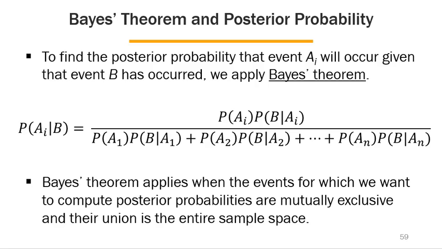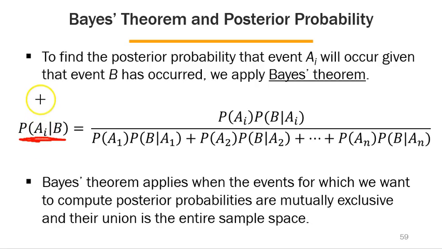Bayes' theorem. Sometimes this is referred to as a situation where we're looking for a posterior probability. But sometimes we might think of it as a conditional probability. So to find the posterior probability that event A sub I will occur, given that event B has occurred, we're going to use Bayes' theorem in this setup here. What you have in this formula that looks somewhat long is the probability of A sub I given B. Over here, this is what we're solving for.